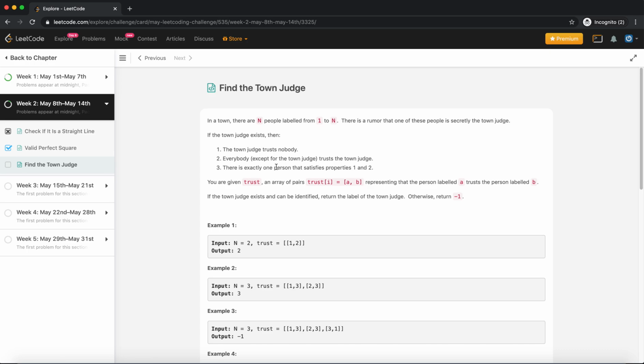So today's question is find the town judge. Let's go over what the description says. In a town, there are n people labeled from 1 to n, and there is a rumor that one of these people is secretly the town judge. If the town judge exists, then the town judge trusts nobody. Everybody trusts the town judge, and there is exactly one person that satisfies properties 1 and 2. You're given a trust array, with each trust element having two values, where person A trusts person B. If the town judge exists and can be identified, return the label of the town judge.